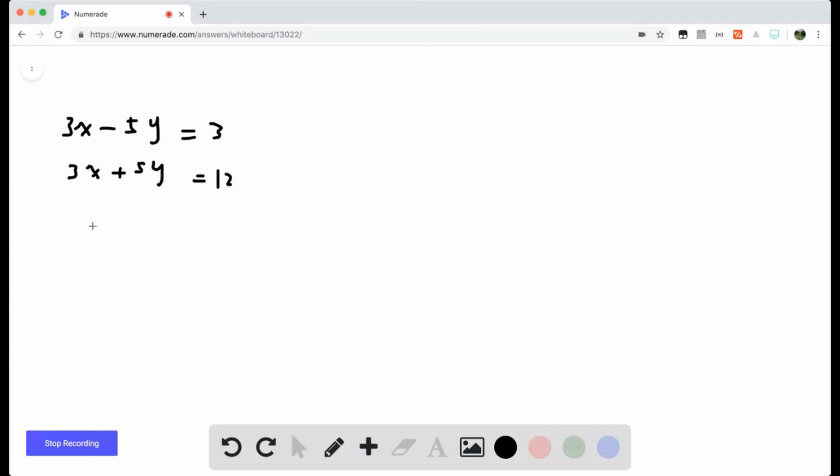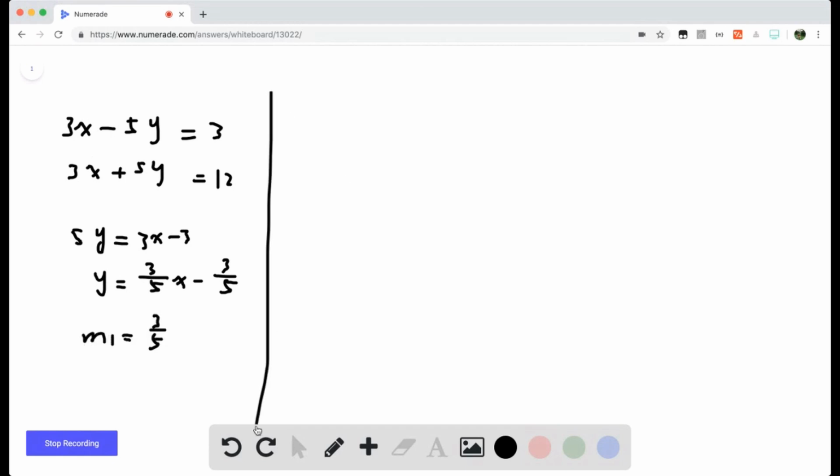So for the first line, it's going to be 5y equals 3x minus 3. And it's going to be 3 over 5 x minus 3 over 5. We always want to keep the coefficient of y being 1 because in that sense, the coefficient of x is the slope. All right, so the first slope is 3 over 5. For the second line, we do the same thing.